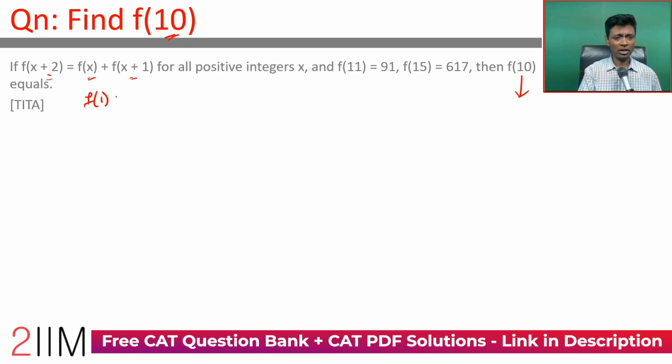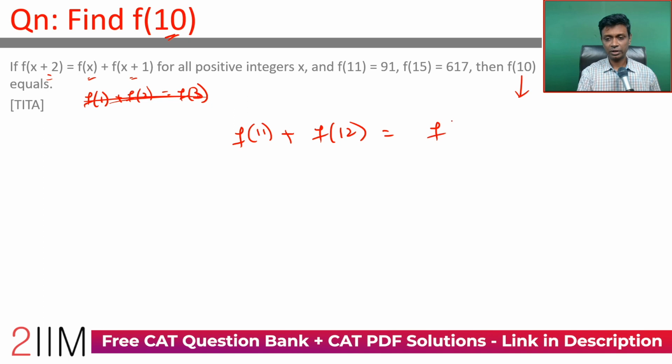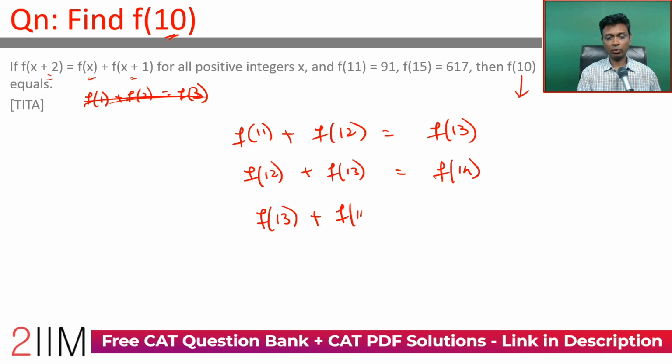So f of 1 plus f of 2 is f of 3. f of 2 plus f of 3 is f of 4. f of 3 plus f of 4 is f of 5. That's how this goes on. We know f of 11. So let's start with f of 11. f of 11 plus f of 12 is f of 13. f of 12 plus f of 13 is f of 14. f of 13 plus f of 14 equals f of 15.